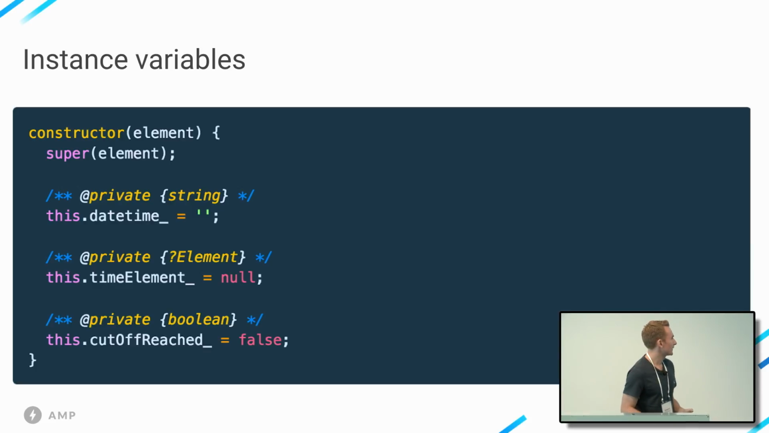So just going back to our constructor, like I said, the first thing we do is call super on the element. And then this is when we define our instance variables. And we do need to specify a type for each of these. So you see in this example here, we've got a string, an element, and a Boolean. For the time element, which is set as being an element type, the question mark ahead of it just says that it can also be set to null, as this one is initially.